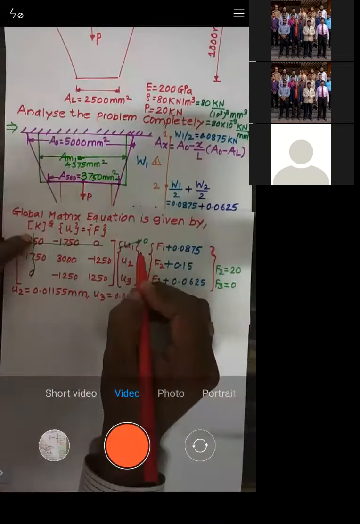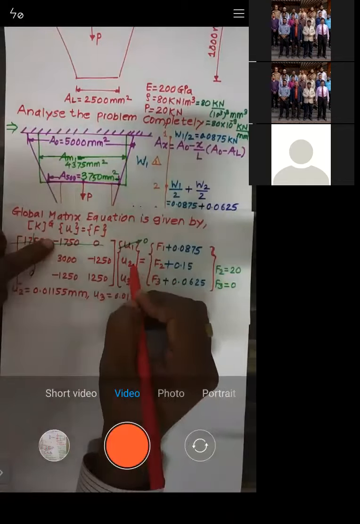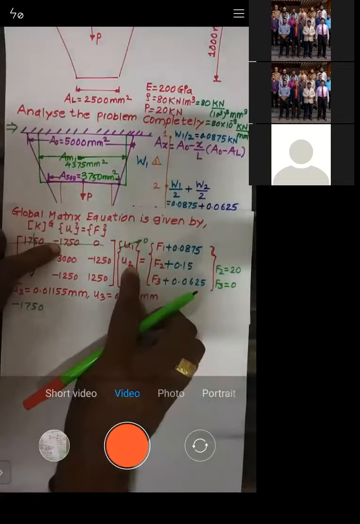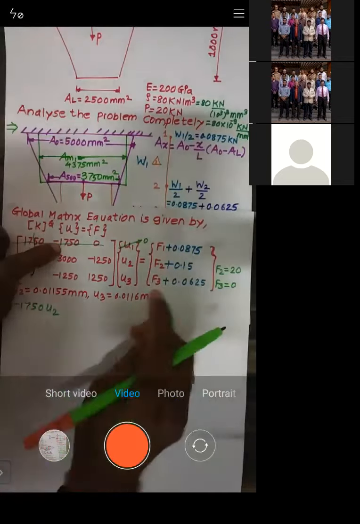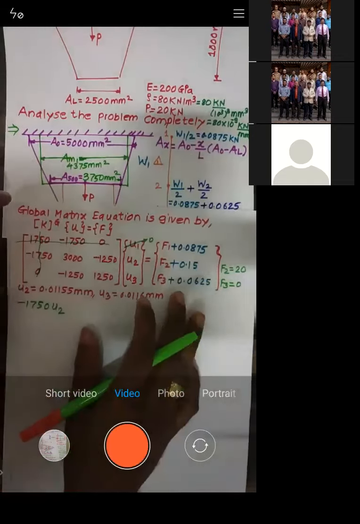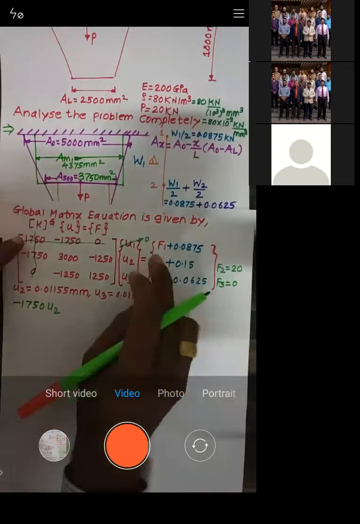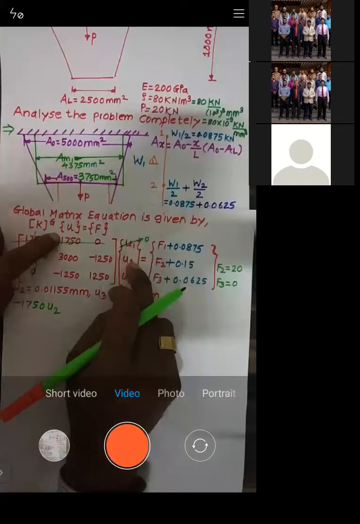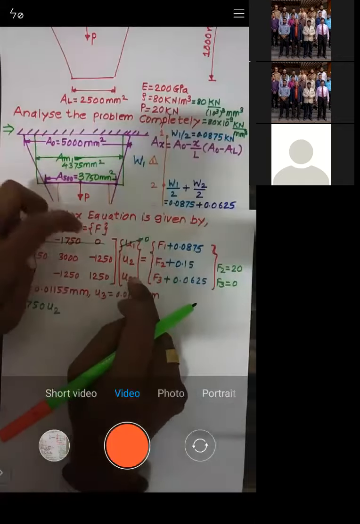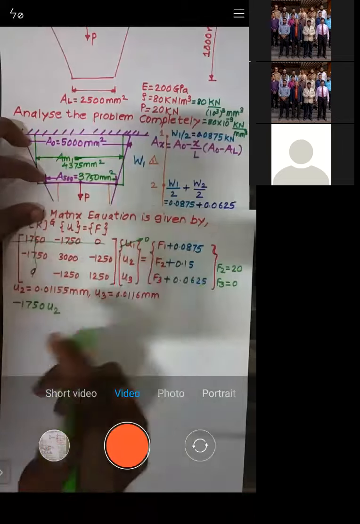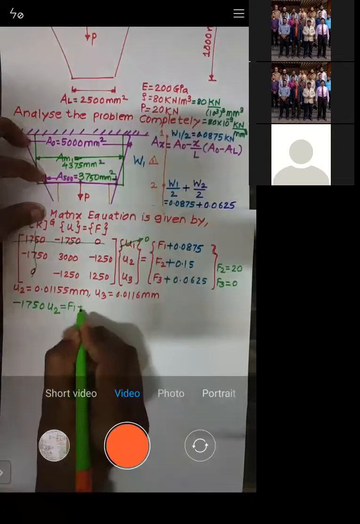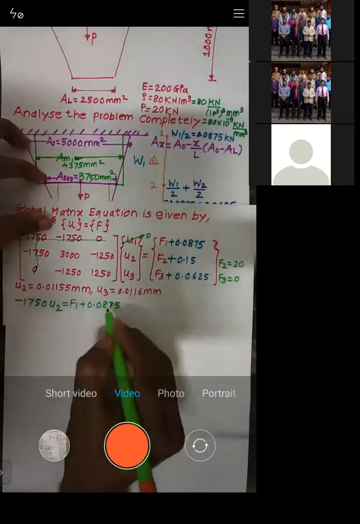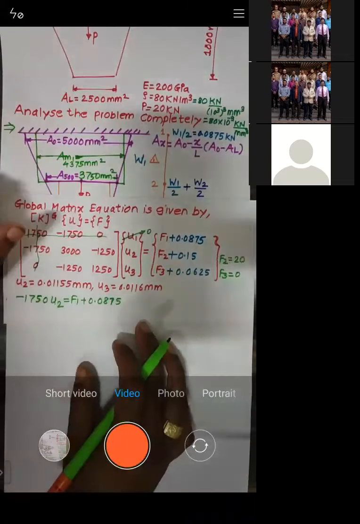So 1750 into U1, that is 0. Then minus 1750 into U2, then 0 into U3. I will not write down those 0 terms. 1750 into U1 is 0, minus 1750 into U2 is what is written, and 0 into U3 is not required to be written. That is equal to F1 plus 0.0875.